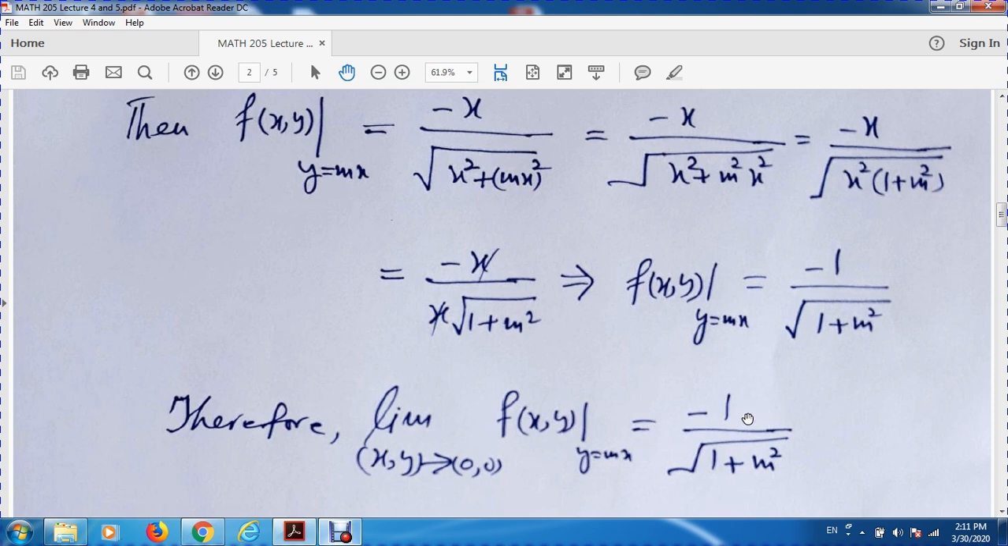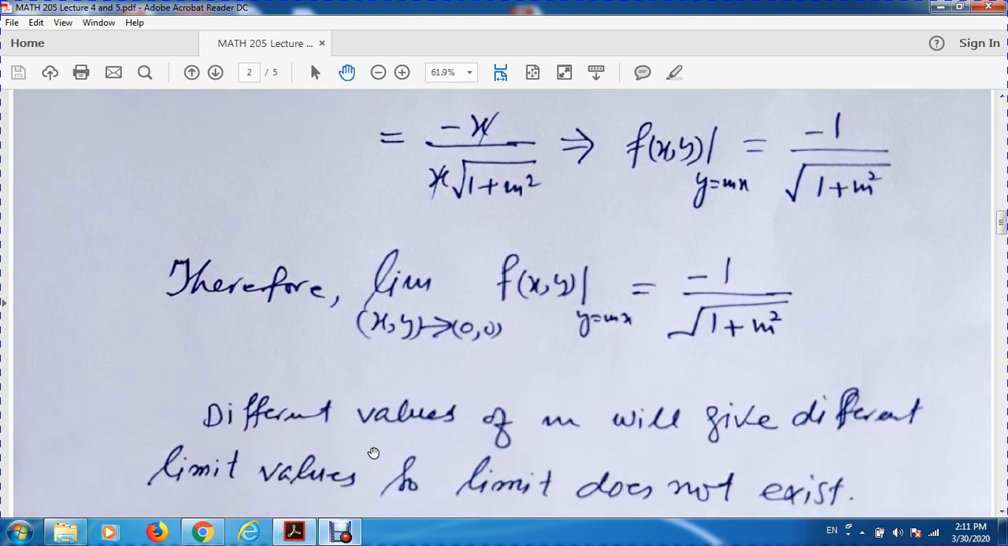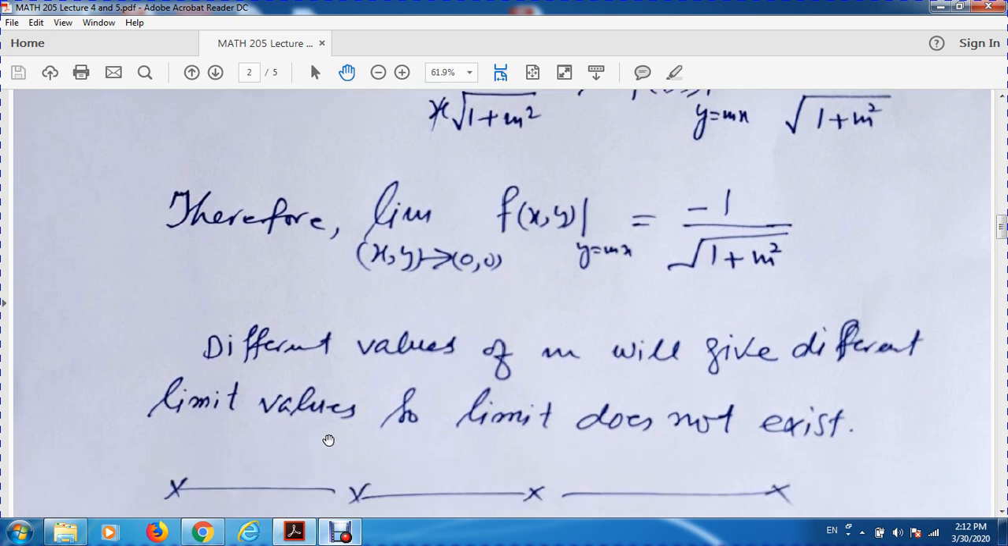So I will not substitute any value. If, for example, some x or y comes here, then I will put the value of x and y. But here you can see there is no x or y, so it means I cannot put any value of x or y. So the final answer is m. So different values of m will give different limit values. So the limit does not exist. I hope it is clear.